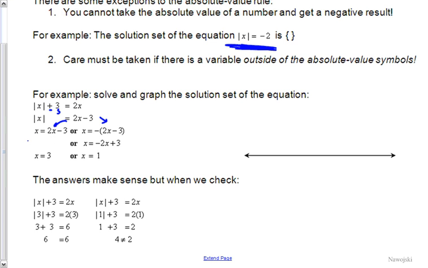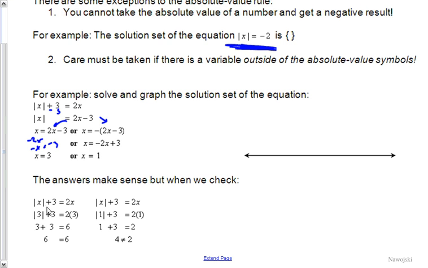Subtract 2x here, and you get -x equals -3, and then you get x equals 3. Over here you get negative 2x plus 3. Add 2x, you get 3x equals 3. Divide by 3, you get 1. Alright, check them both.